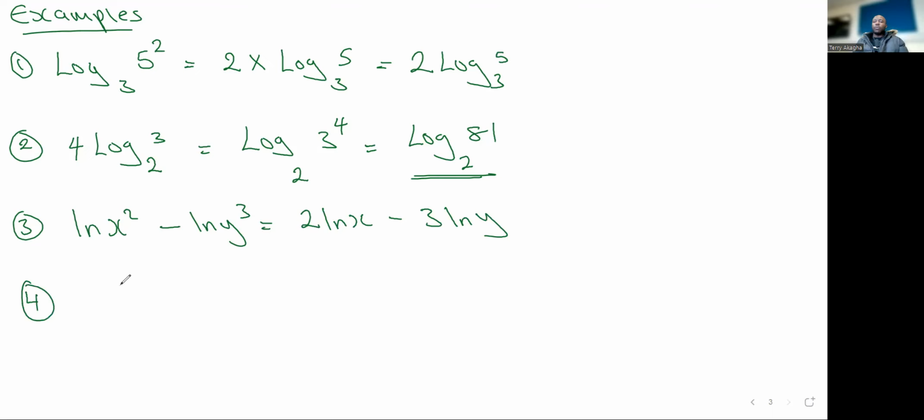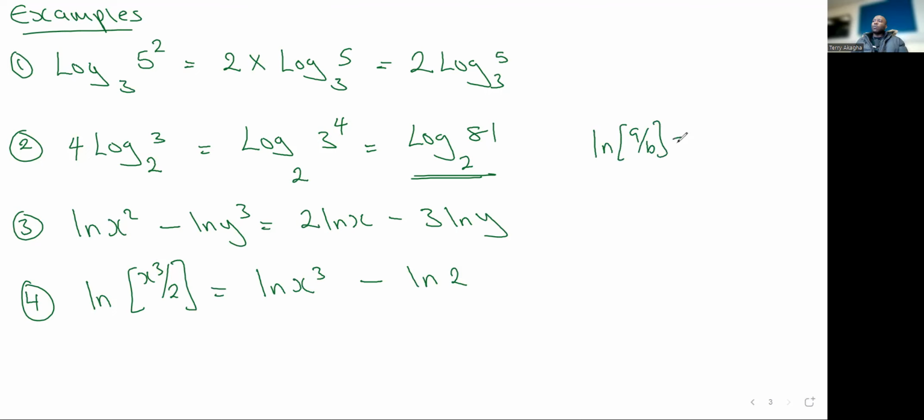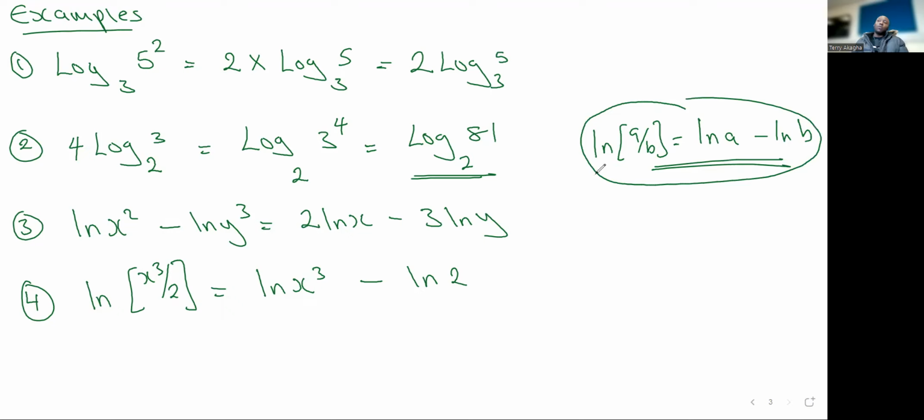Number 4, we have ln x cubed over 2. This is division law. You apply the law of division. That will be ln x cubed minus ln 2. So if you've not watched my video on division law, please go back. I told you that ln a over b is equal to ln a minus ln b. Then the same thing, we'll bring down this 3, and that'll give you 3 ln x minus ln 2.